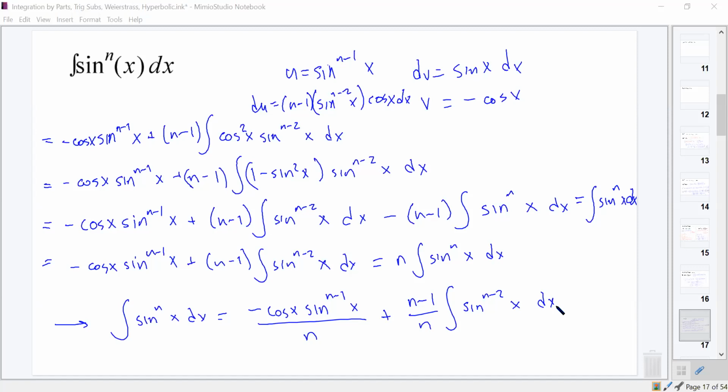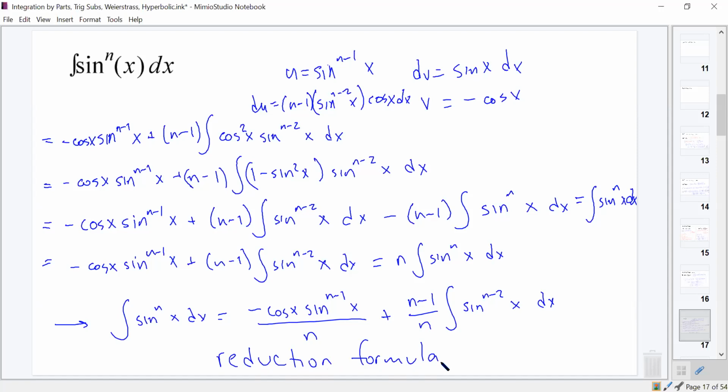And so this formula right here for the integral of sine to the n of x, we call a, that's not the letter I meant to write. It's called a reduction formula.